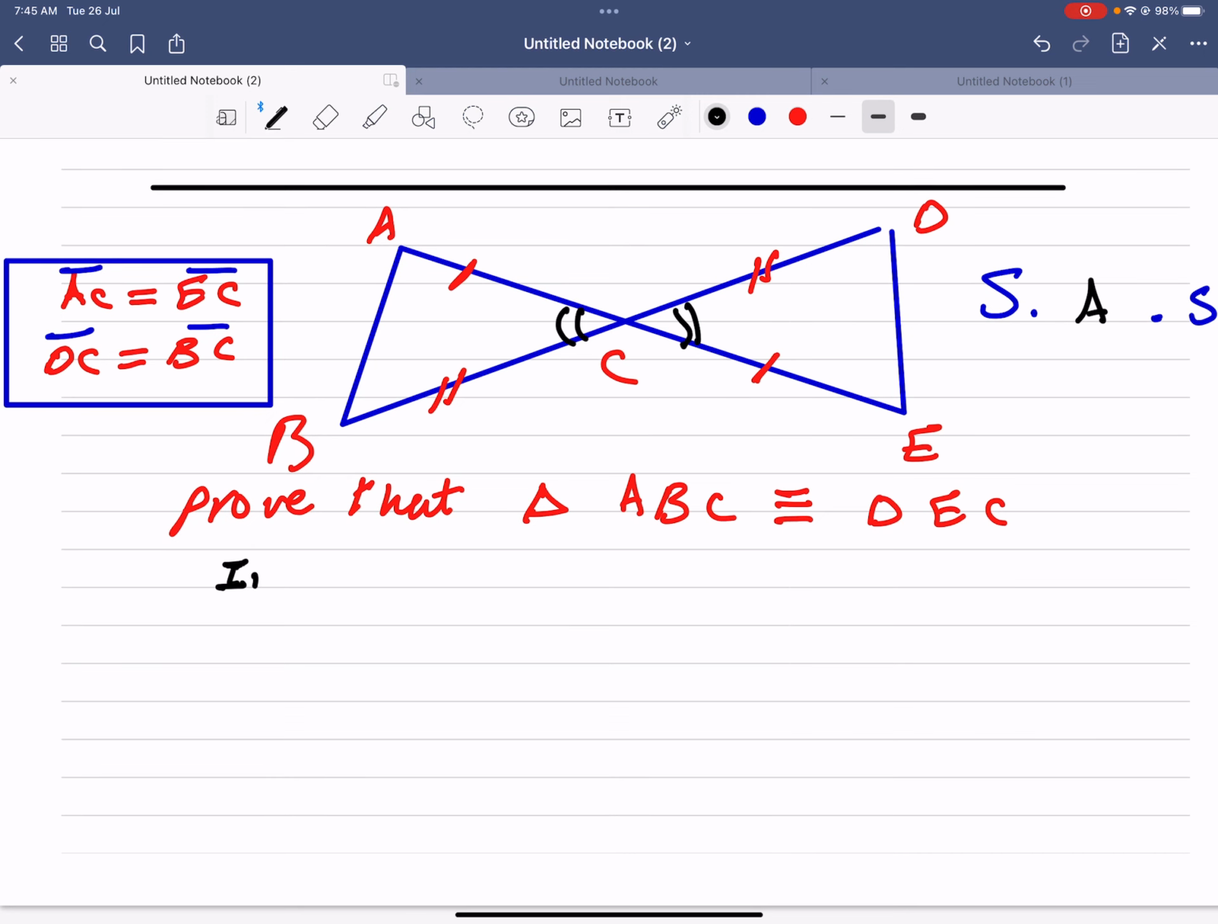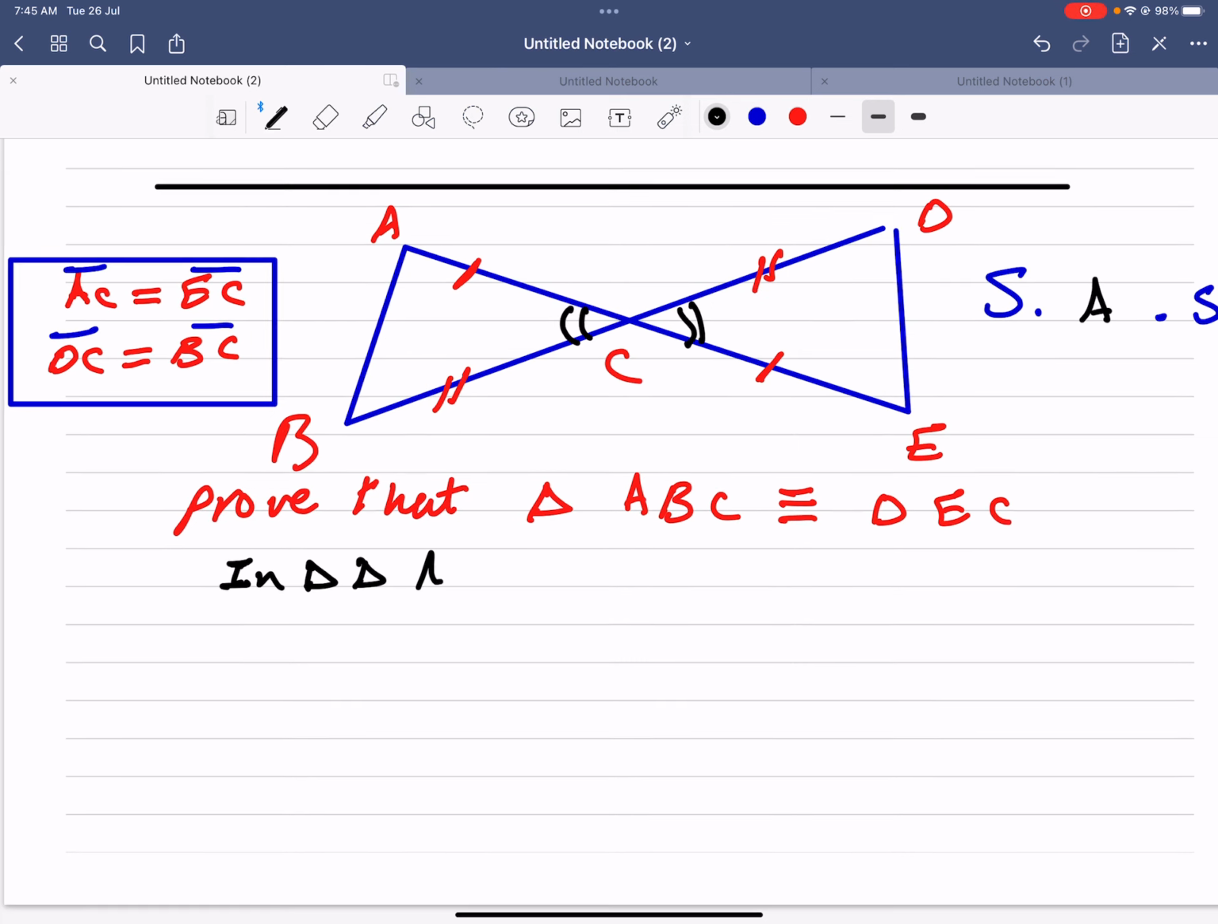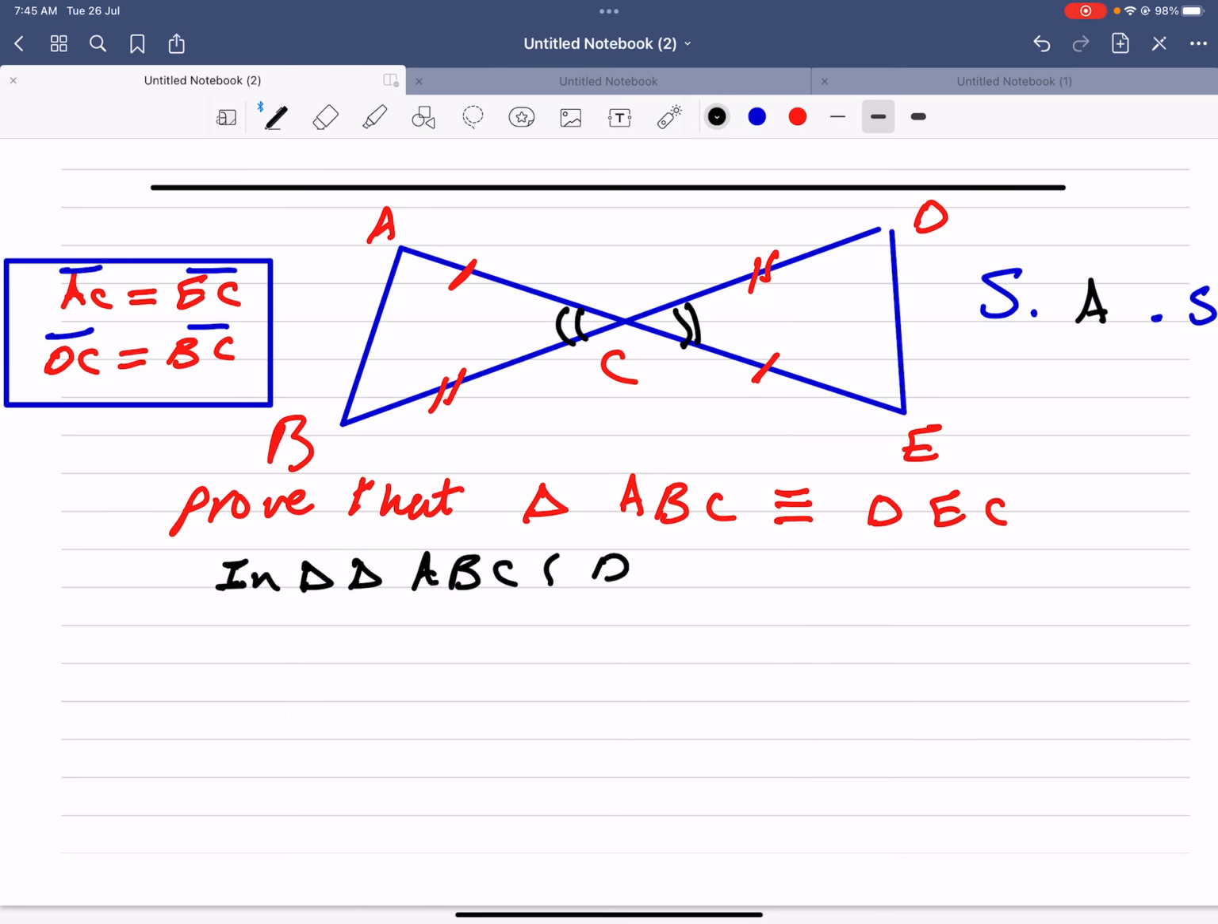You say in the two triangles, and here we only draw the symbol of the triangle. We don't write the word triangles. For us it's enough to draw two triangles like this. We have here in the two triangles ABC and DEC, and you open up a curly bracket like this, and we write our conditions.